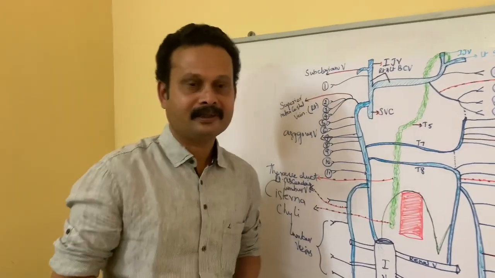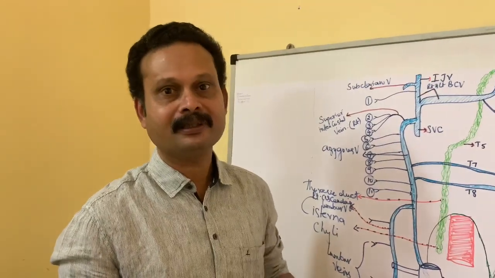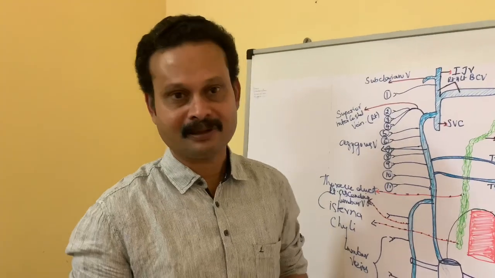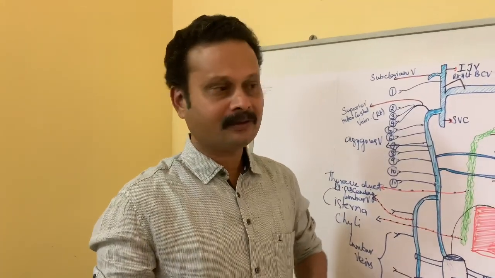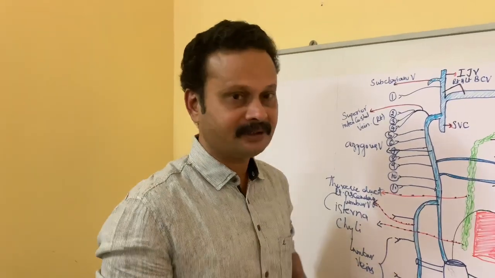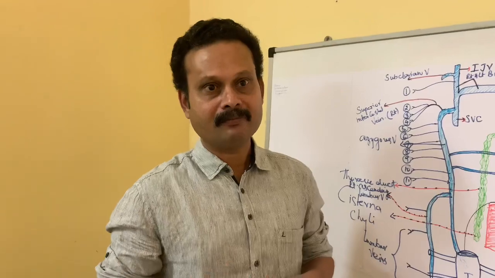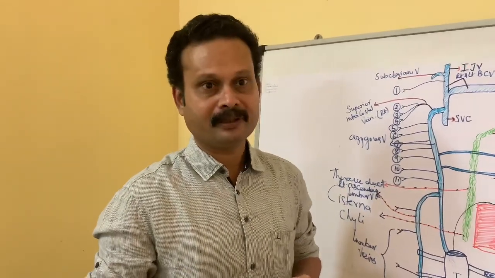Hi, let us discuss today about the venous systems of the thoracic wall, which includes the intercostal veins and the azygous system of veins. To start with, the intercostal veins, which drain the venous blood from the intercostal space, are two in number: one anterior intercostal vein and one posterior intercostal vein.